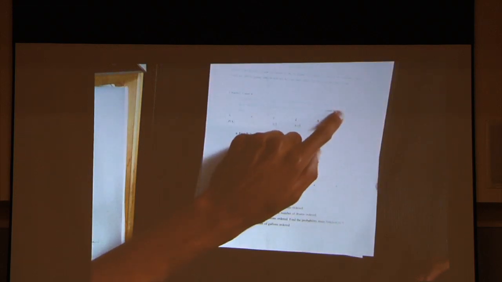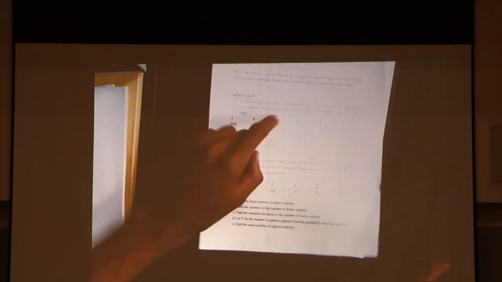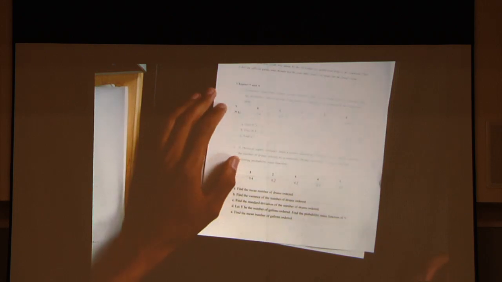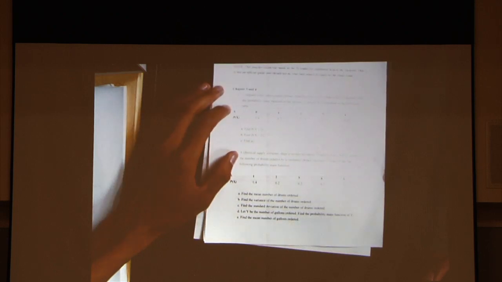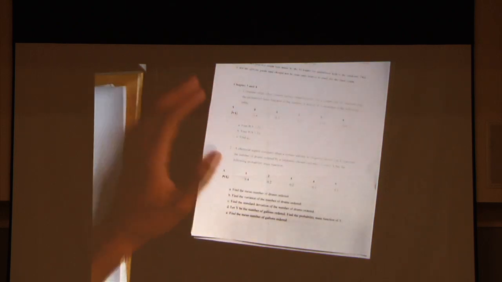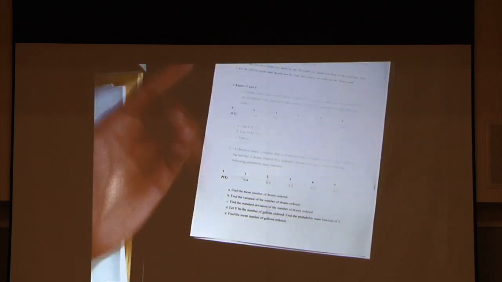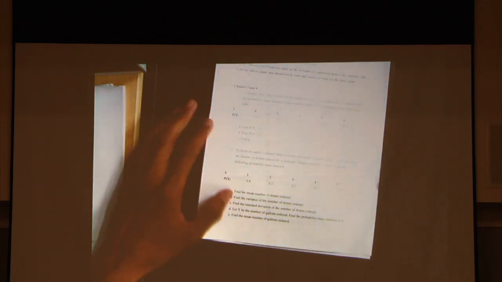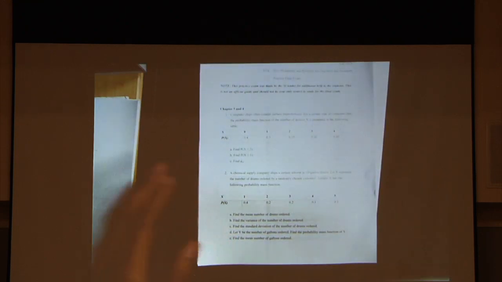For a certain type of computer chip, the probability mass function of the number of defects, x, is represented in the following table, right? So they have, let's say, 100 chips, and x is the number of defects. So the probability that 0 from a certain sample are defected is 40%, 1 is 30, and so on. So now we want to figure out some details about the probability mass function.